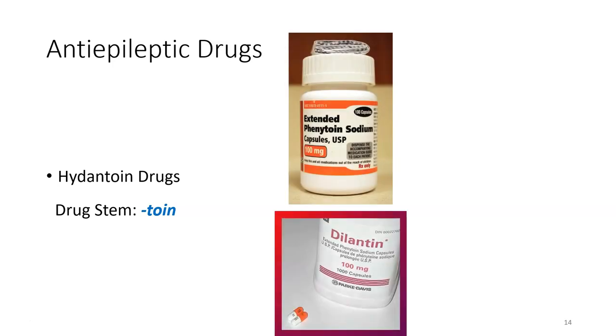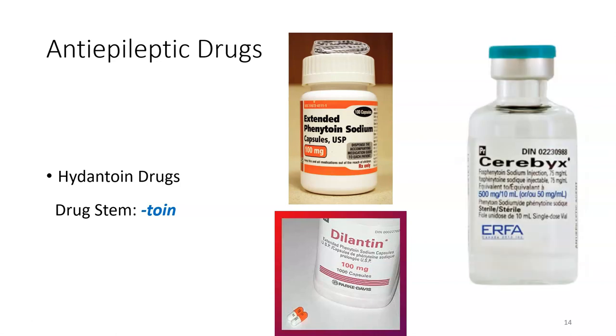They have the drug stem of toin. So we have phenytoin, which is known by the brand name of Dilantin. And we also have fosphenytoin, which is measured in phenytoin equivalents. The brand name of fosphenytoin is Cerebyx. Cerebyx is kept in the refrigerator, and it's administered intravenously.